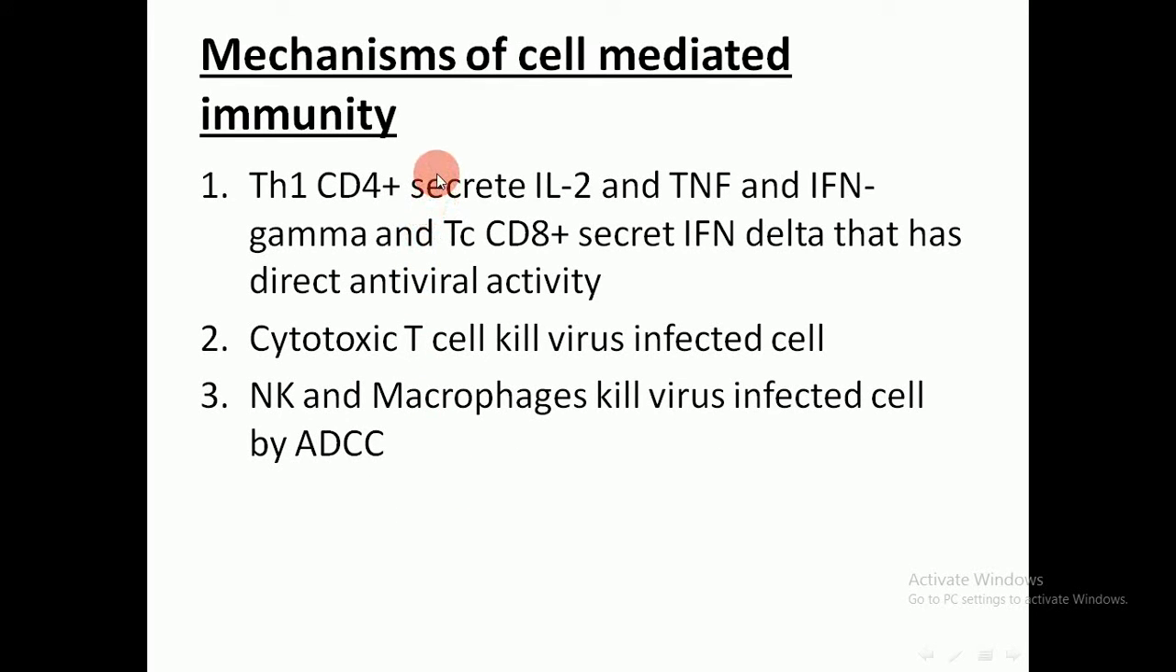The adaptive immunity also has another part, which is the cell-mediated immunity. This cell-mediated immunity plays an important role in the eradication of the viral infection. It includes the T helper 1, CD4 positive cells that secrete cytokines like interleukin 2, tumor necrosis factor, and interferon gamma. Also, the T cytotoxic cells play an important role in viral eradication, and they secrete interferon gamma that has direct antiviral activity.